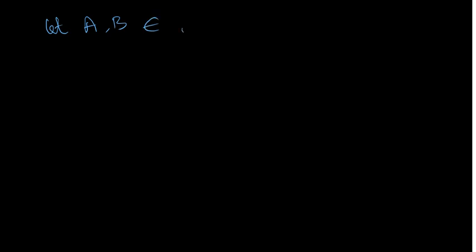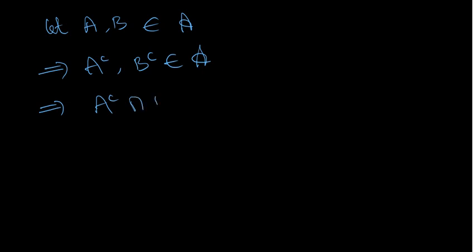Let's take this thing in. So this implies A complement, B complement belongs to this because it's closed under complementation. Now it's closed under intersection, because it's closed under finite intersection. Again, now this is in A, therefore its complement is also in A.